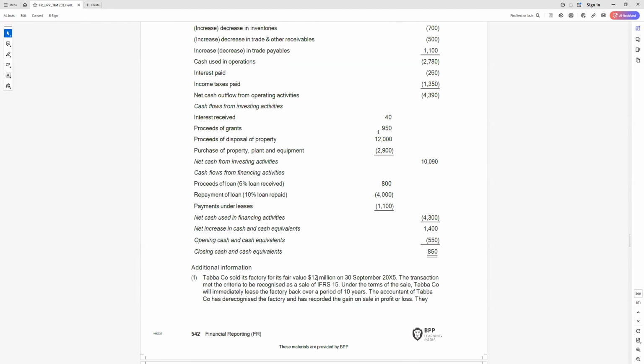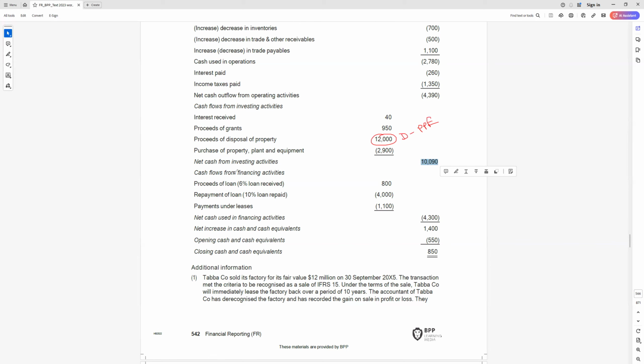Anyway, the next one we have here is net cash from investing activities. It looks like it is positive. Why is it positive? Because of selling this one, because of the disposal of PPE. That's why it's showing positive overall.